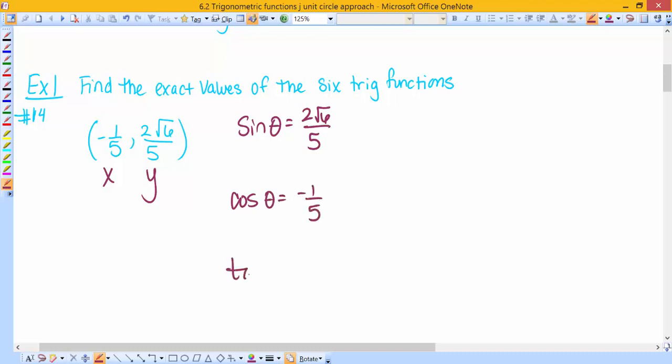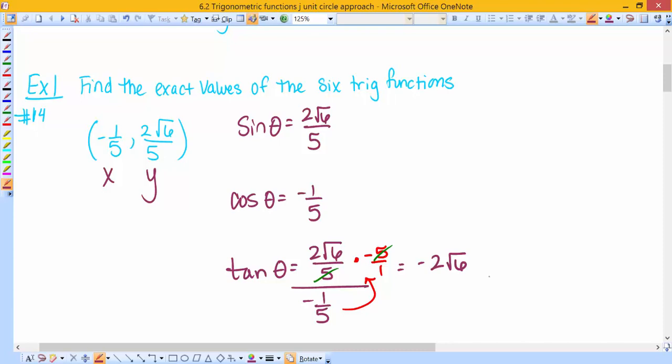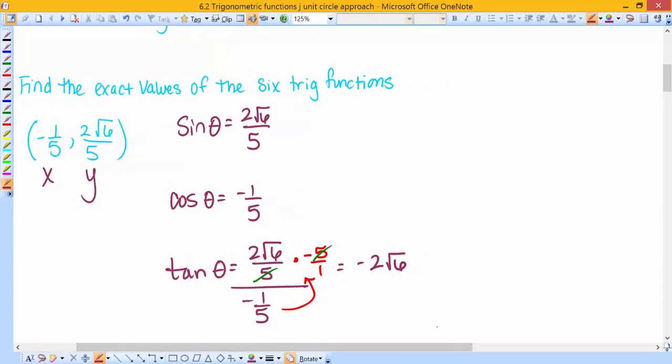Tangent, we need to remember, is y, so 2 root 6 over 5 divided by x, negative 1/5. Sine and cosine are simplified. There's nothing else I could do. But on the tangent, I'm dividing by a fraction, so I need to flip and multiply by the reciprocal of the denominator. So negative 5 over 1. The 5's then cancel, and I am left with negative 2 root 6 over 1, which is negative 2 root 6. So I have 3 of my 6 trig functions. I now need to find the cofunctions. The cofunction of sine is cosecant.